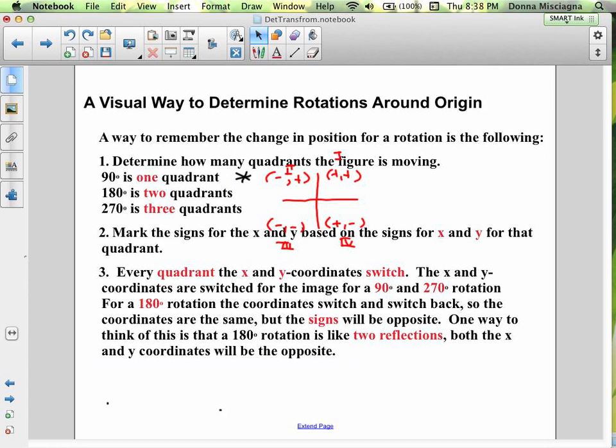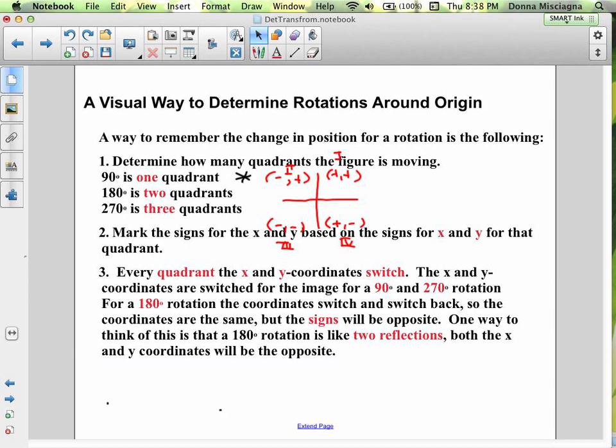So we can mark the signs for x and y based on the signs for x and y of the quadrant. The x and y coordinates are switched for the image for a 90 and 270 degree rotation. So every 90 degrees, x and y switch. 180 degrees, they switch back. 270, they switch again. And so every 90 degrees, your x and y coordinates are switching back and forth. And I'm going to show you that on a rotation around the origin.